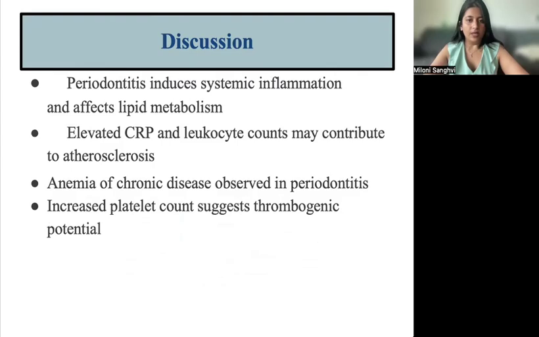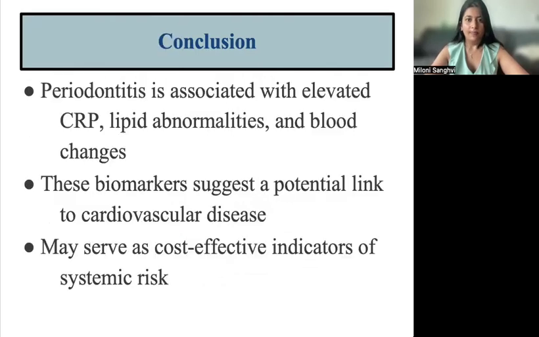So, coming to the discussion, periodontitis induces systemic inflammation and it affects lipid metabolism. Elevated CRP and leukocyte counts may contribute to atherosclerosis. Anemia of chronic diseases is observed in periodontitis, and increased platelet count can suggest thrombogenic potential.